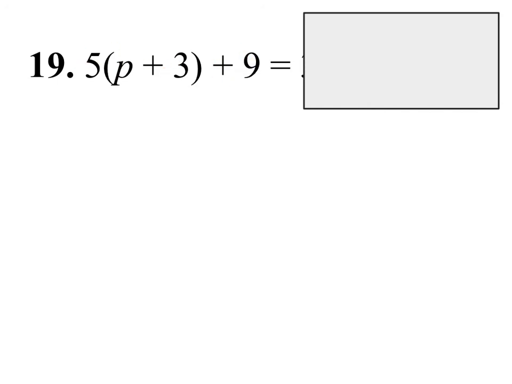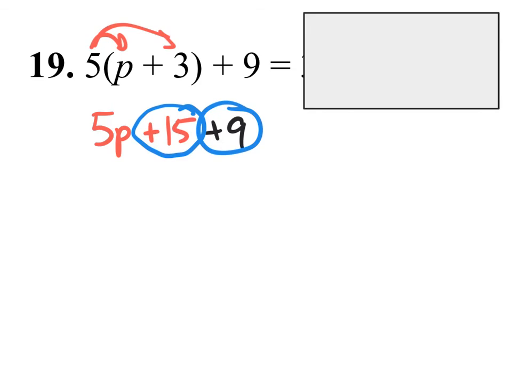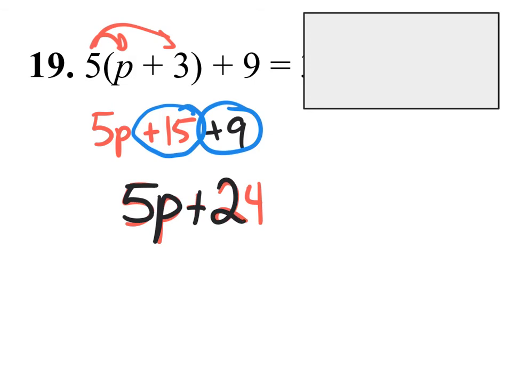That's exactly what I'm called to do. 5 times p, 5p. 5 times 3, 15. Bring down that plus 9. And now we have 3 terms. We've already distributed. Is there any combining like terms? Absolutely. We have a plus 15 and a plus 9. If I add those two together, I will get 26. No, 24. Sorry about that. Math teacher can't add. So we have 5p plus 24.